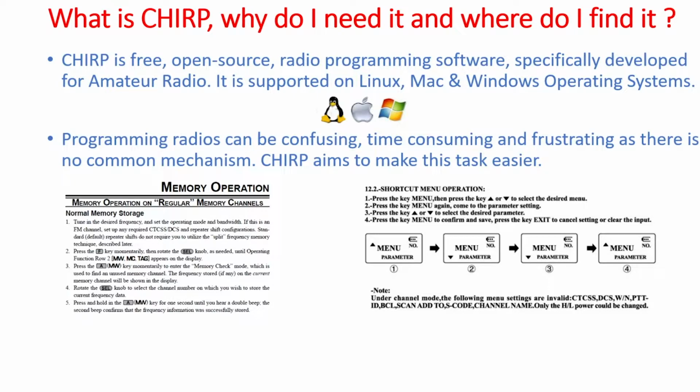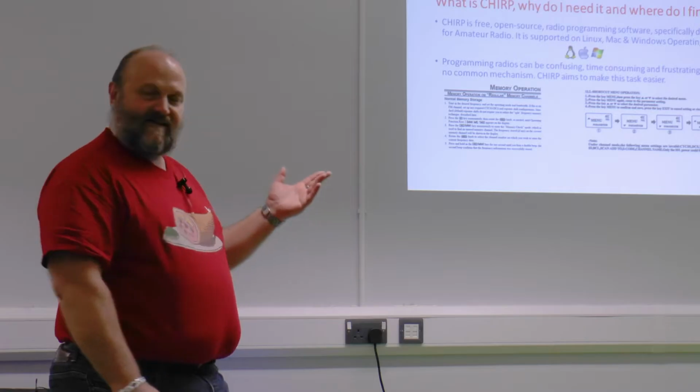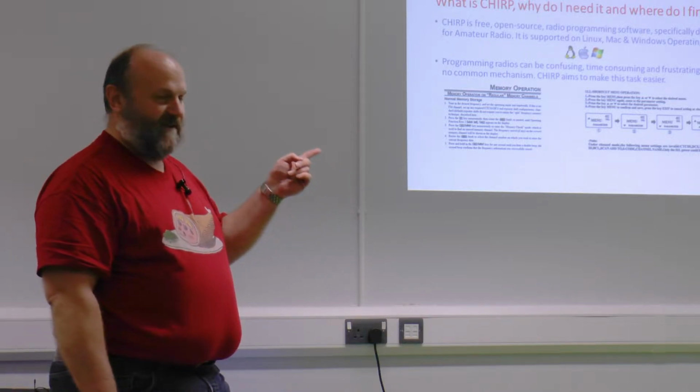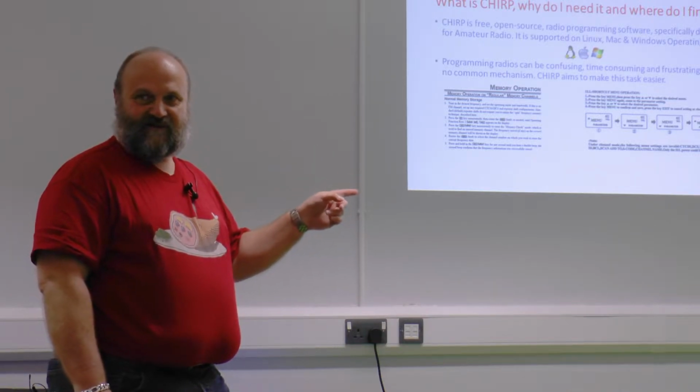This is taken from the manuals. On the left there is the one for the Baofeng UV5R. And as you can see, there's an awful lot of menu pushing, lots of up and downing in the menus, etc., and that is all just to program one channel or one memory slot. And it can get really frustrating if you make a mistake halfway through that.